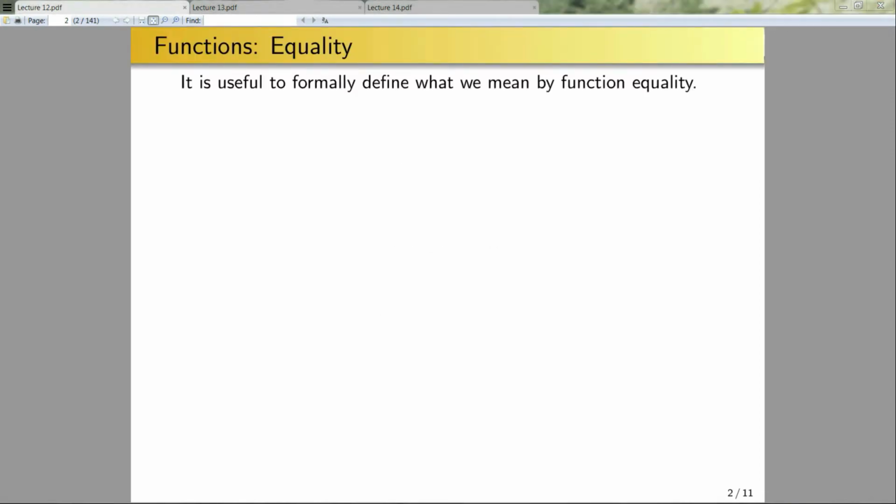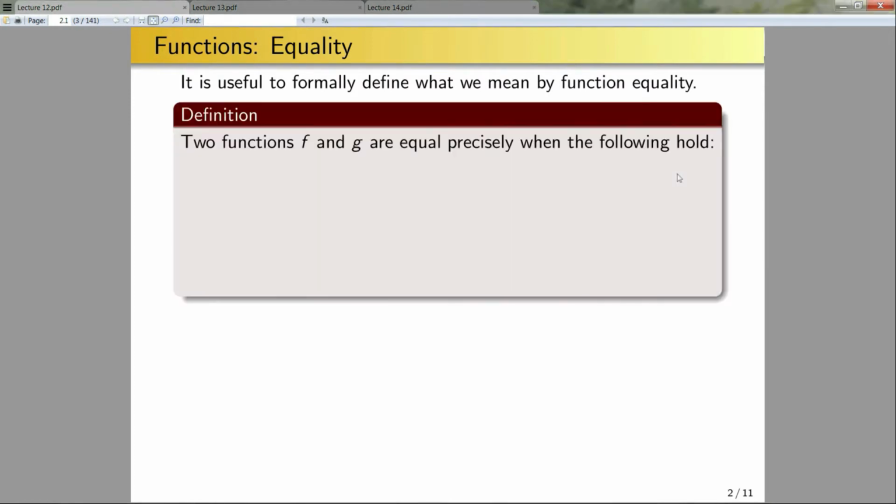So previously in a theorem I said f inverse is equal to f, but I didn't define what I mean by equals. So let's rectify that by formally defining equals for functions. Two functions f and g are equal precisely when the following hold. I'm going to need three things. One, f and g have the same domain. Two, f and g have the same codomain.